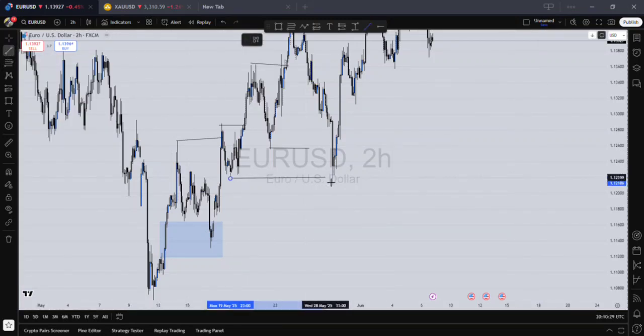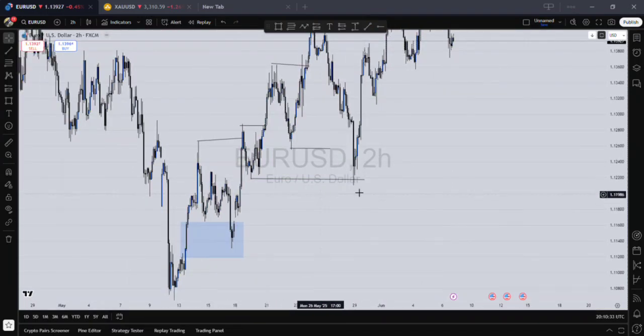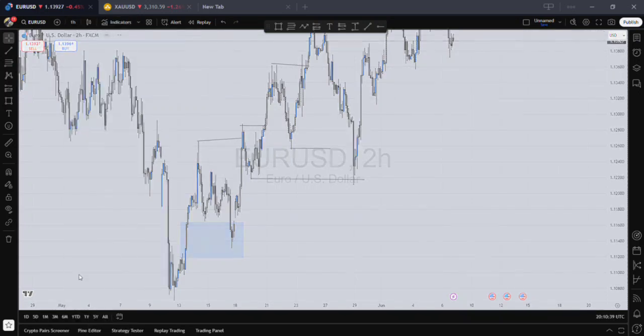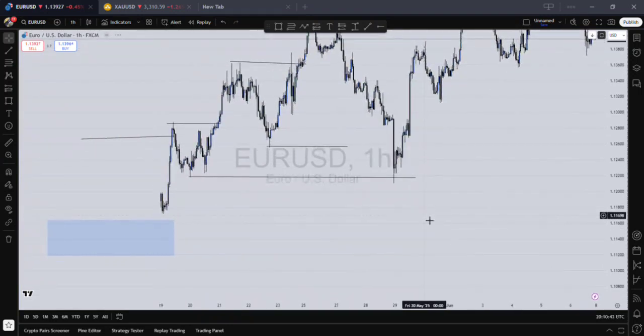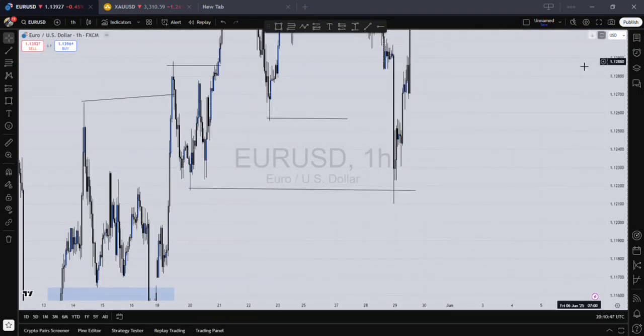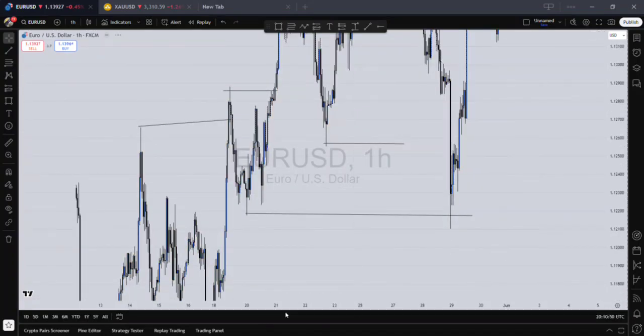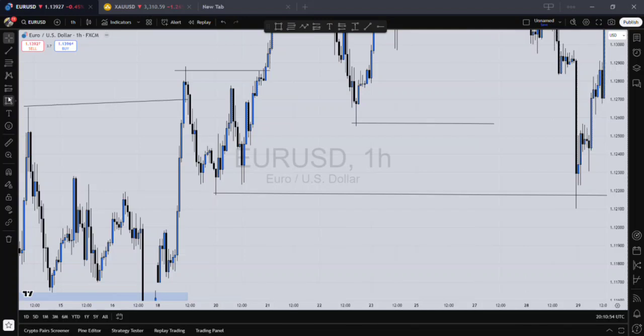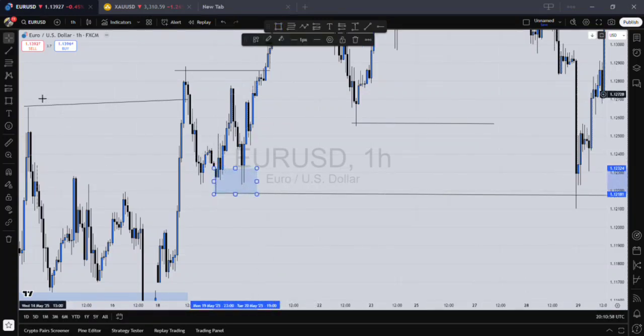Now, there are two things that made price take out this low as a draw of liquidity, whatever you want to call it. First, the second demand had already been mitigated. All right, so there's no order left there. Secondly, you can see, let me show you guys what I'm talking about.